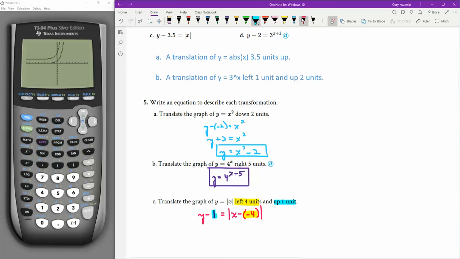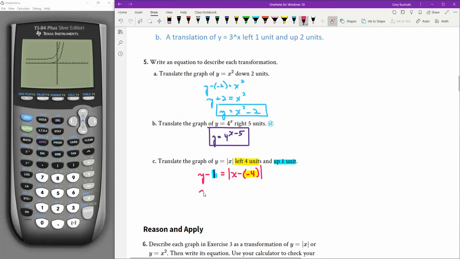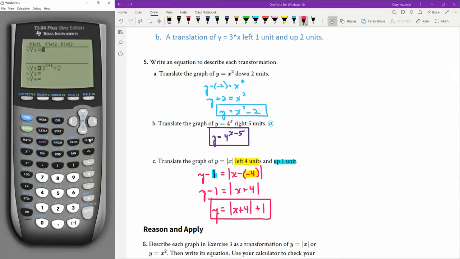Okay, so now we just need to simplify things. First of all, inside the absolute value sign, we can make that x plus 4. And then we'll add 1 to both sides, x plus 4 plus 1. The absolute value of x plus 4 plus 1. Yeah, let's take a second to graph these. We got time, don't we? Of course, we can make time.